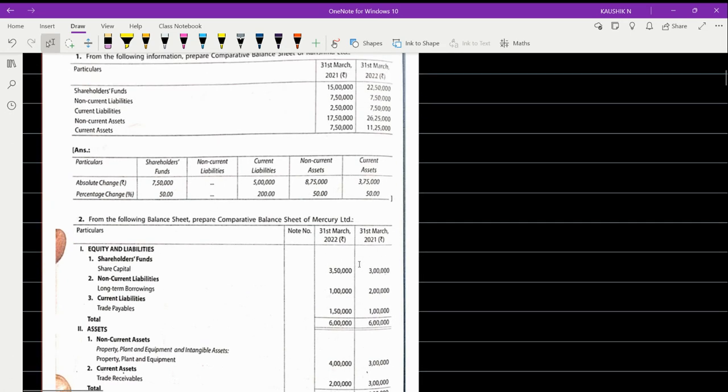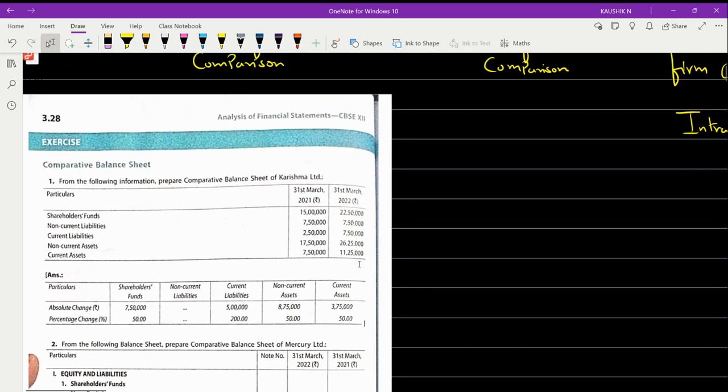So before you go for comparative statement, one more thing you should understand is, from the given data, you should be in a position to classify what is your current year, which we call CY, and what is your previous year, which will be denoted as PY. From the given question, it is not as per what is the current financial year. Don't go with that understanding.